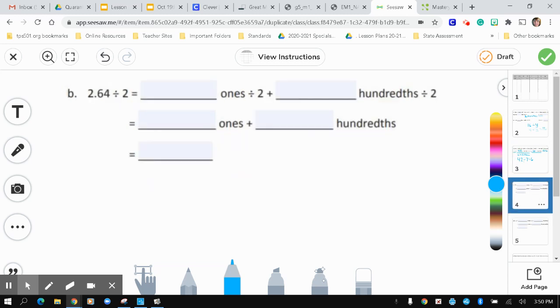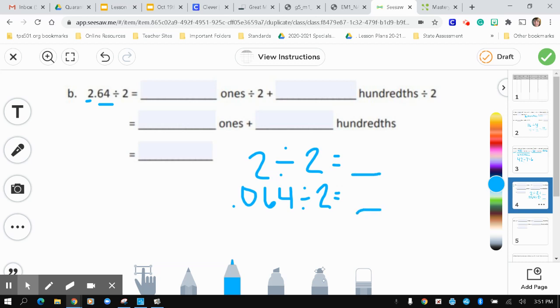So when you go to B, it's a little bit more confusing only because they broke up the ones place and then the decimal places. So first they want to know 2 divided by 2 because they focused on the whole number. Then they move to the decimal part and we are still going to divide that by 2. When I do that, I have to put my answers that I get from both of them back together. Whatever I get here and whatever I get here, I put back together with addition. So that's why you see this addition symbol here.